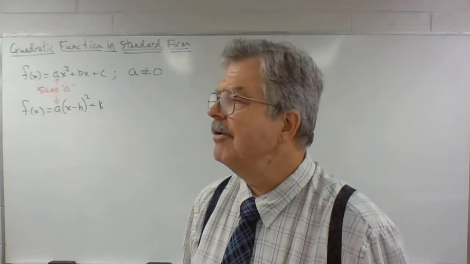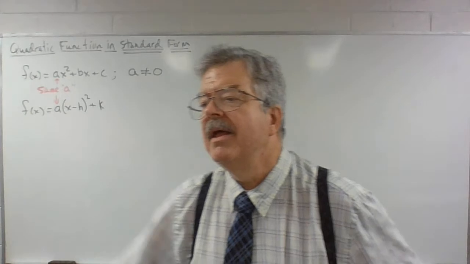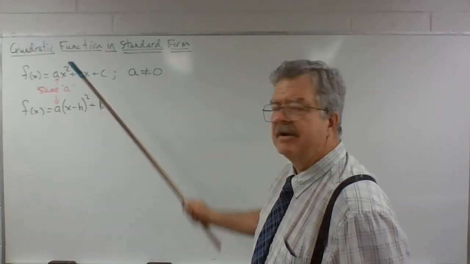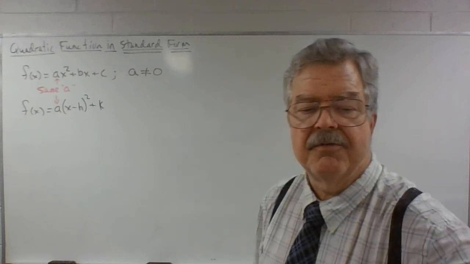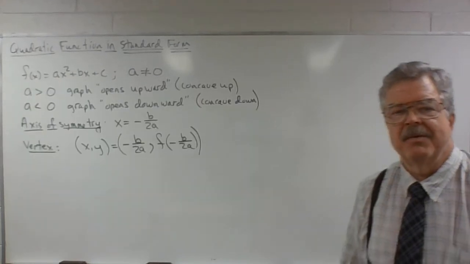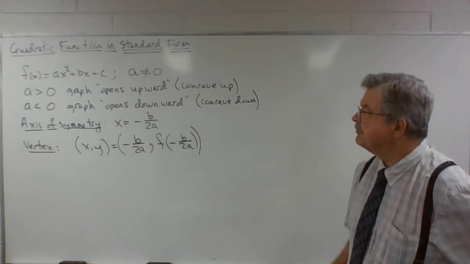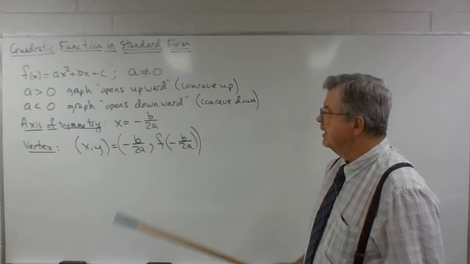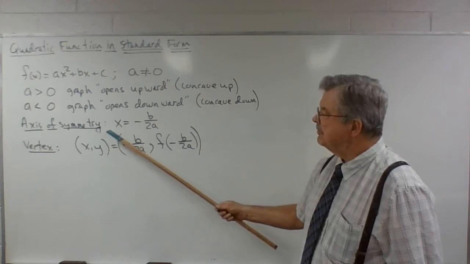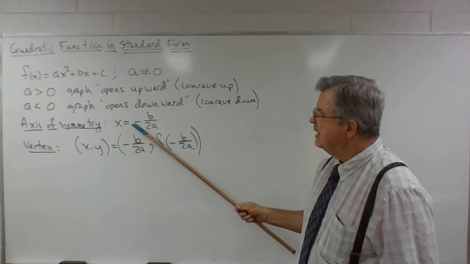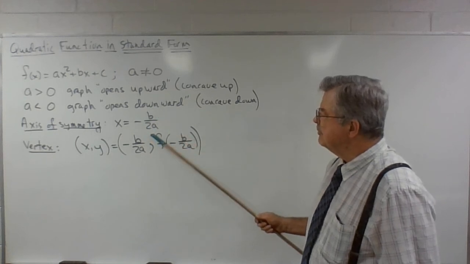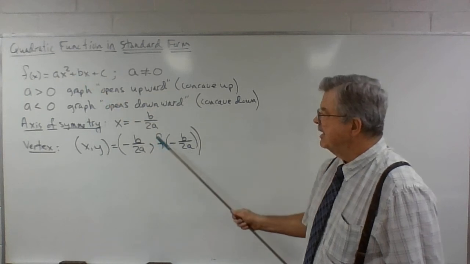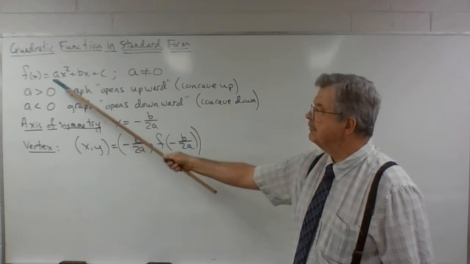So here are a few things we need to know in case we're graphing a quadratic function and it's given to us in standard form. Here we go, some relevant information. If we have the graph in standard form, the axis of symmetry is given by x equals negative b over 2a, where b is the coefficient of x and a is the coefficient of x squared.